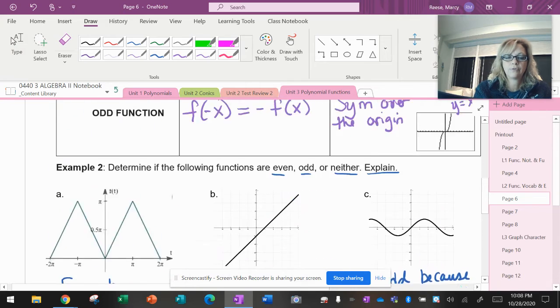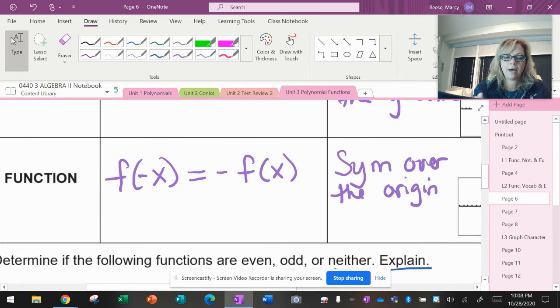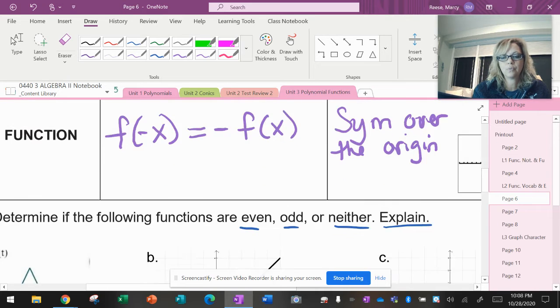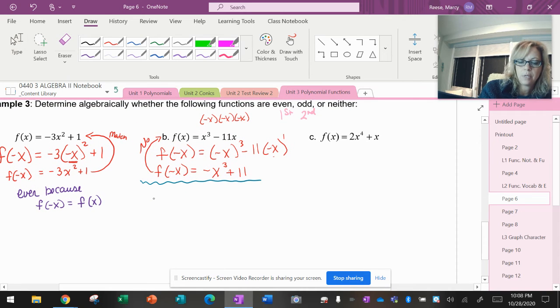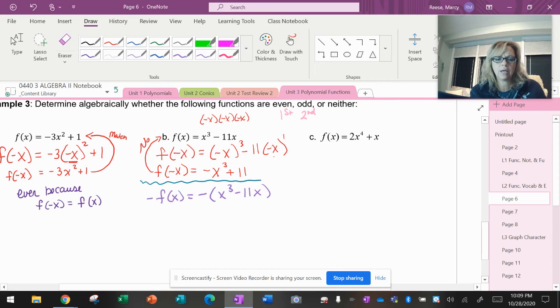So I remember what the test for odd was. I've got to use that f of negative x, but I also have to do negative f of x, which basically means I put a negative in front of the entire function. I put parentheses around the function, stick a negative in front, and then I distribute the negative. So every sign flips.